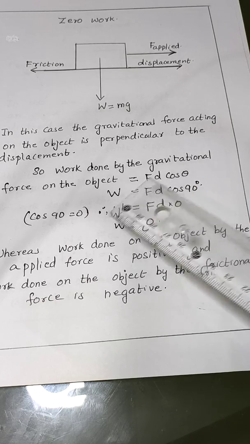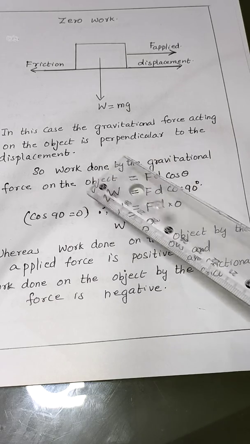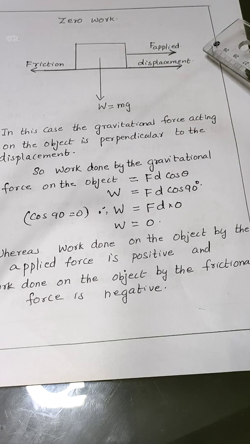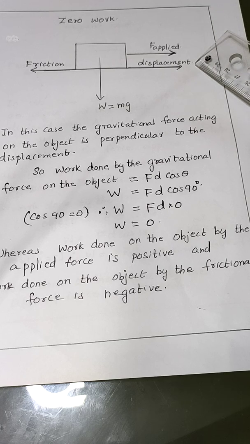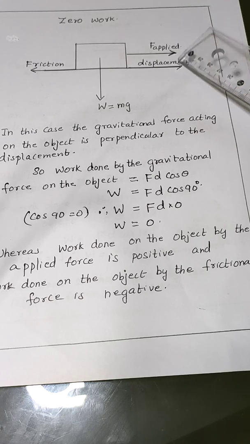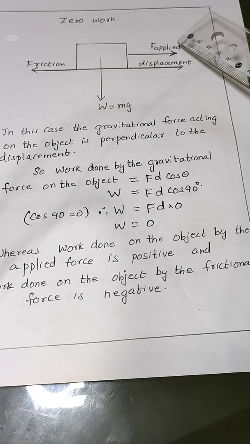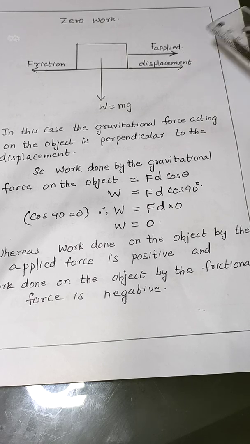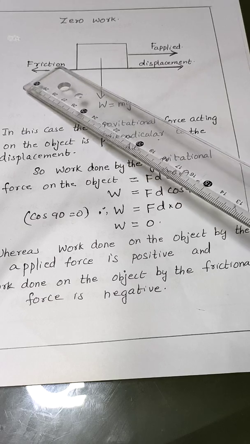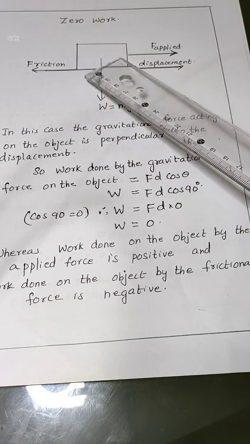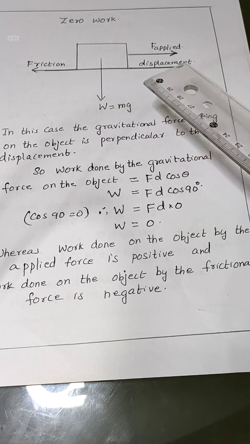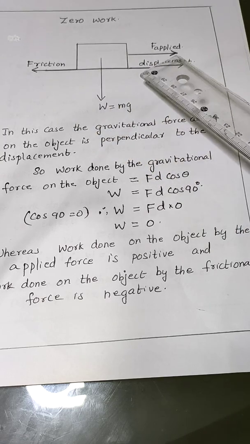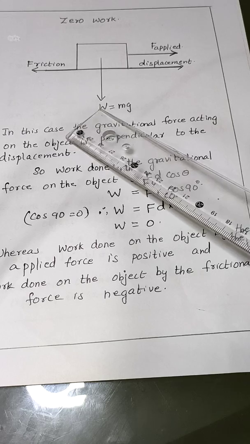So here we know from the previous situations that the work done by the applied force is positive, since the angle between the force applied and displacement is 0, or they are parallel to each other. And also we know that work done by the frictional force on the system is negative, since the frictional force and the displacement are opposite to each other.